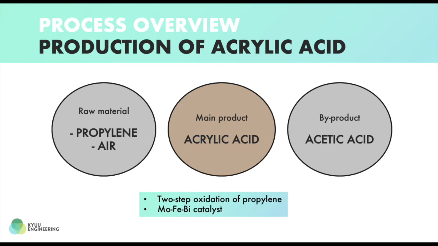Our team targets to produce acrylic acid as our main product with propylene and air as raw material. The byproduct generated is acetic acid. After much discussion, the process synthesis route chosen is the two-step oxidation of propylene.